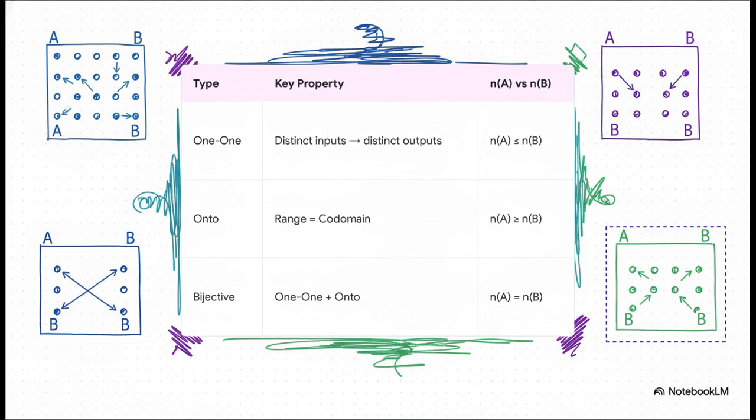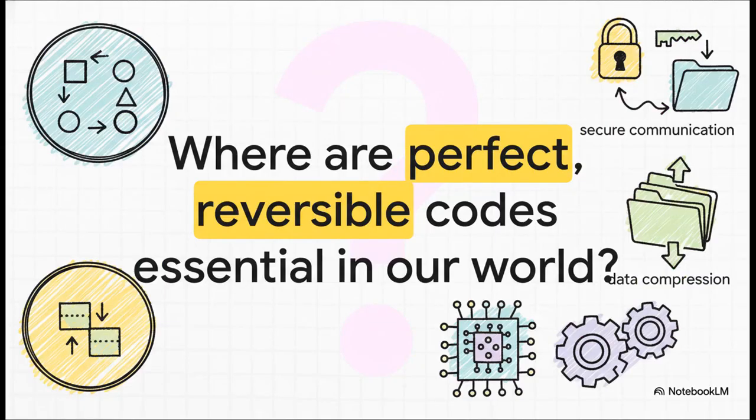And then there's the most powerful of them all, a bijective function. It's both 1-1 and onto, creating a perfect one-to-one correspondence between two sets. This is the absolute peak of precision. You know, this idea of a bijective function, this perfect mapping that is also perfectly reversible, it's way more than just abstract math. It's essentially the blueprint for a perfect code.